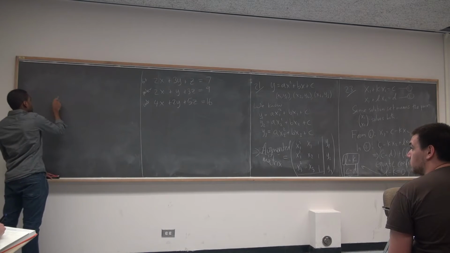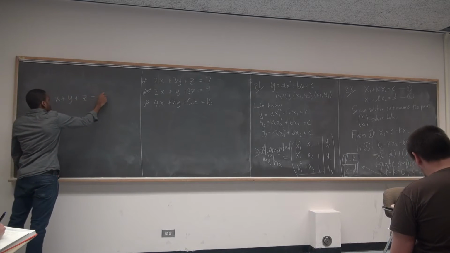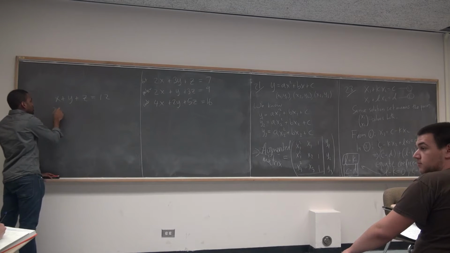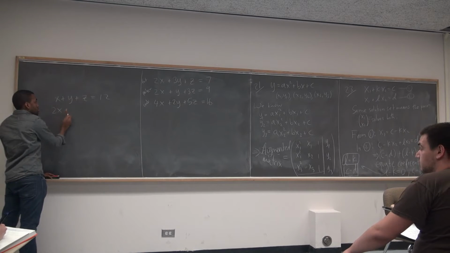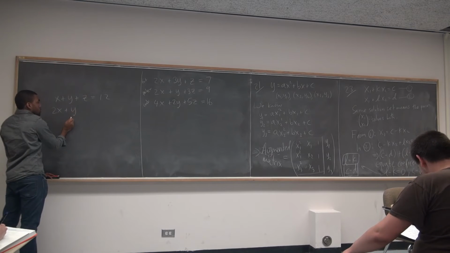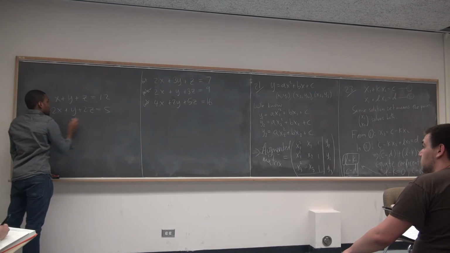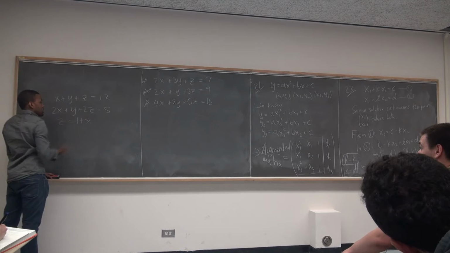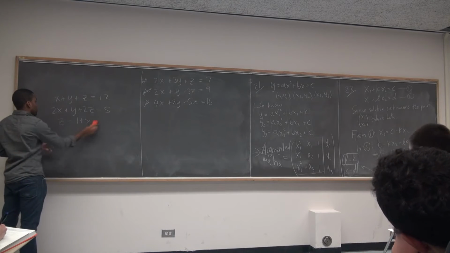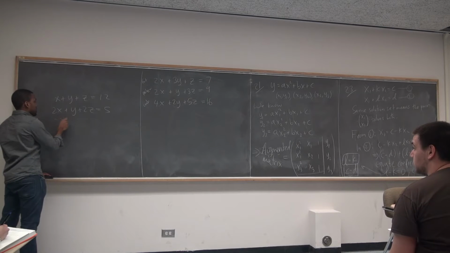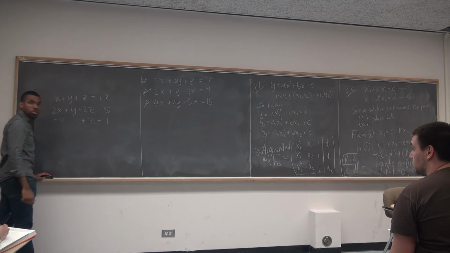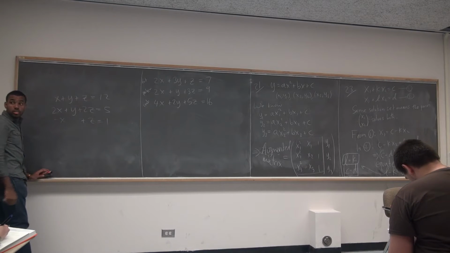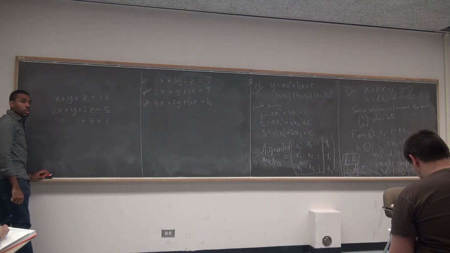Okay, so we have 3 numbers, the sum is 12. And then the second one is the sum of 2 times the first plus the second plus 2 times the third is 5. And then the third is 1 more than the first. So you just say z is 1 more than the first. So that's it, right? Okay. So then you would write minus x plus z equals 1. Right? That would mean z is 1 more than x.